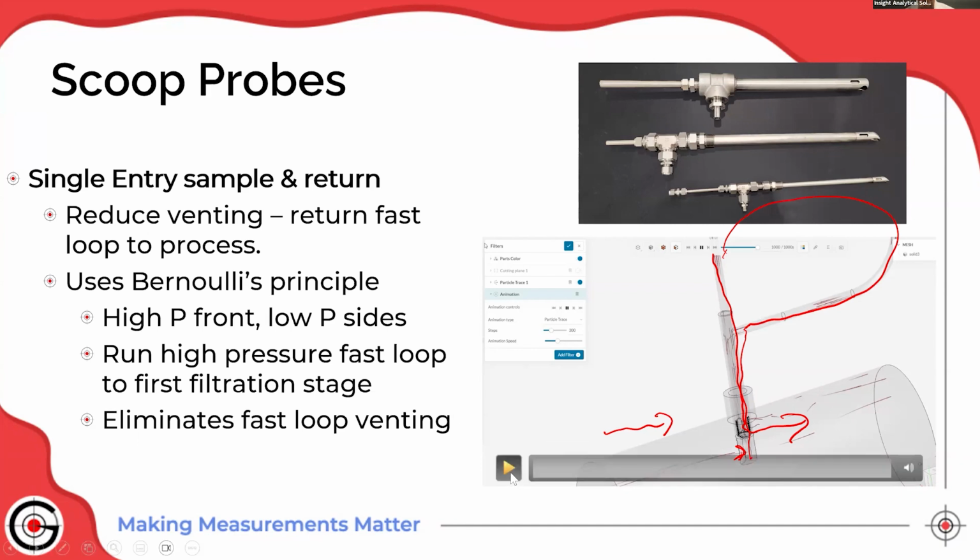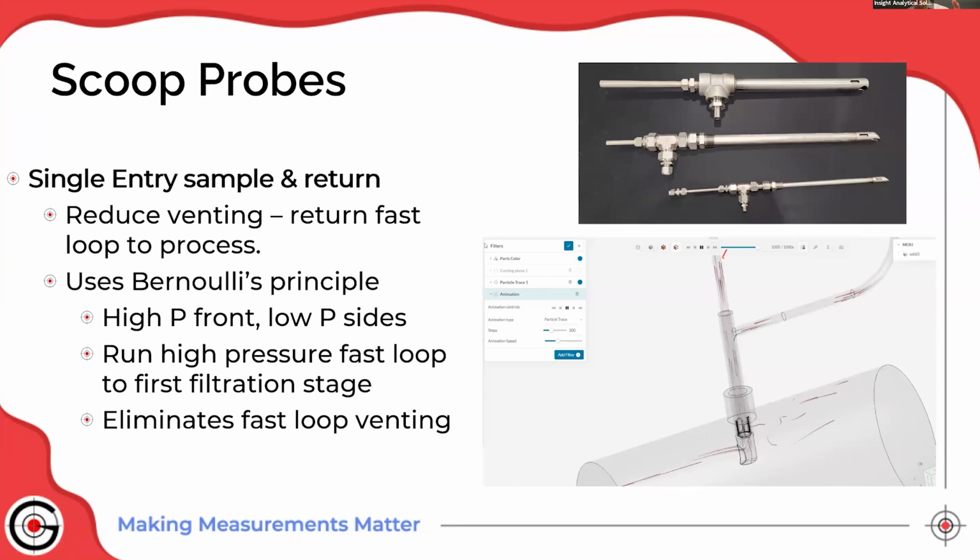And I believe this little animation will work. I'm going to erase my ink that's on here. So, yeah, if there's flow going down the pipe, it creates pressure at the front part of that scoop, drives flow up through a central piece of tubing, returns back in an annulus, and goes right back into the process.